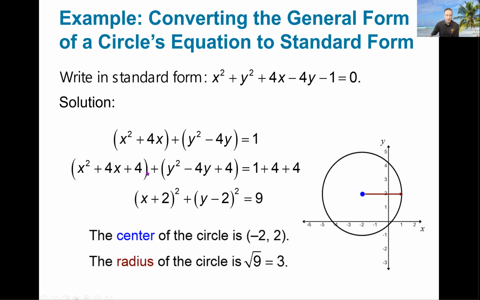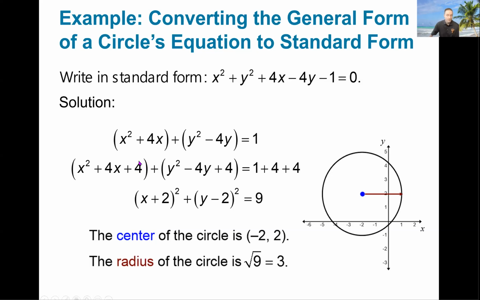Now, unfortunately, it's the exact same number in the second one. We have a -4y, but does it matter? No. Half of -4 is -2. -2 squared is still a +4. Perfect square trinomials always have a positive constant term in there.